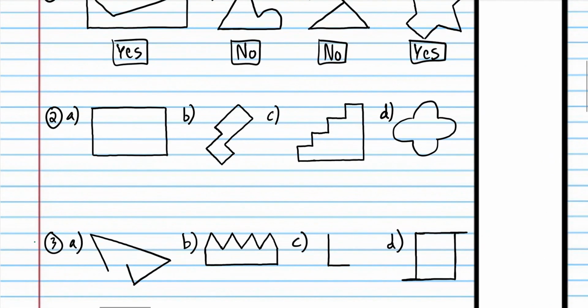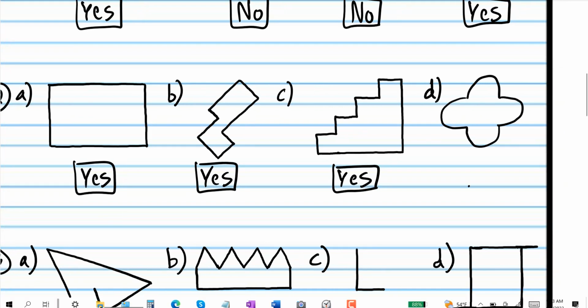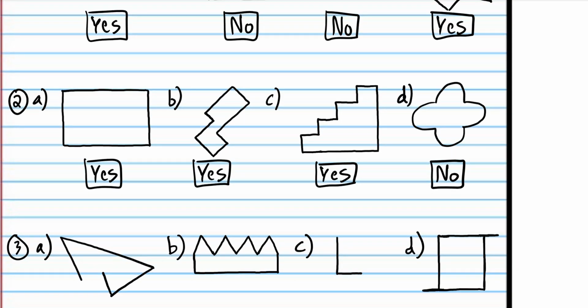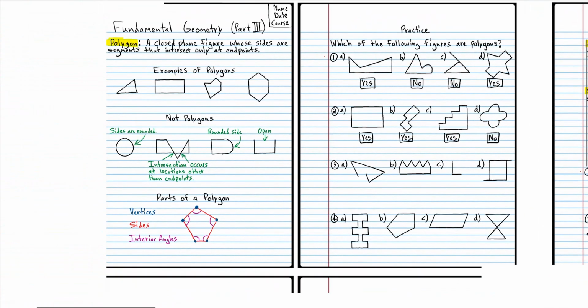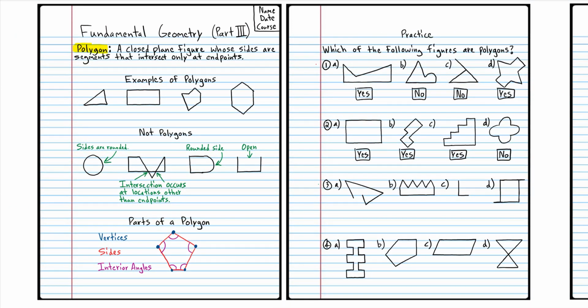So let's try one more of these before you try one on your own. This is a polygon. This is a polygon. And this is also a polygon. But this is not because it has curved edges, or curved sides, that is. Okay, so I want you to try number 3. And when you come back, we'll do it together.